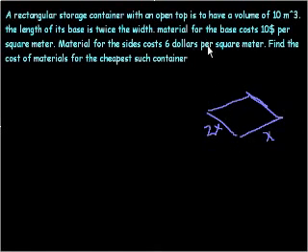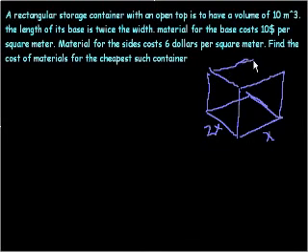And then the height. The height, for now, is unknown. But I think we should be able to find a constraint on this because we know what the volume has to be. It says material for the sides costs $6 per square meter. Find the cost of materials for the cheapest such container. Okay, so let's do a couple of things. First, let's figure out what the height is in terms of x. And then we can find an equation for the cost in terms of x, and then take the derivatives and find the minimum, etc., etc.